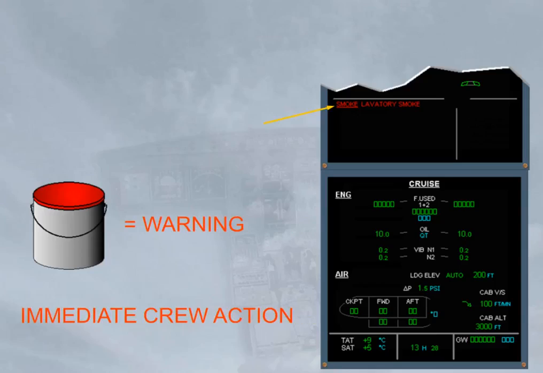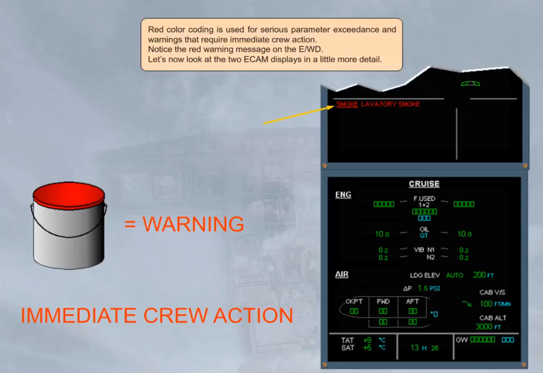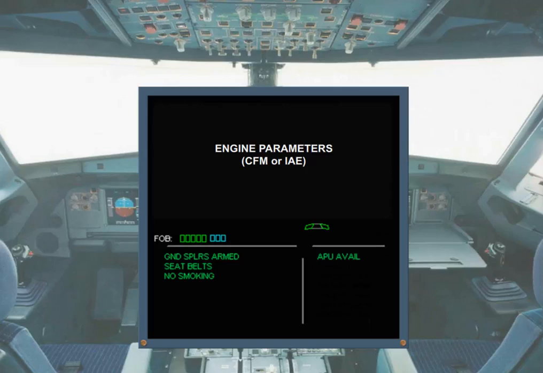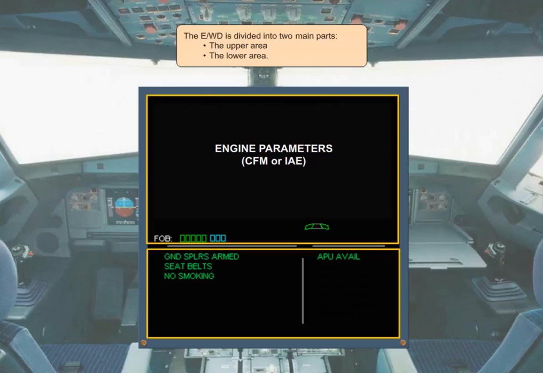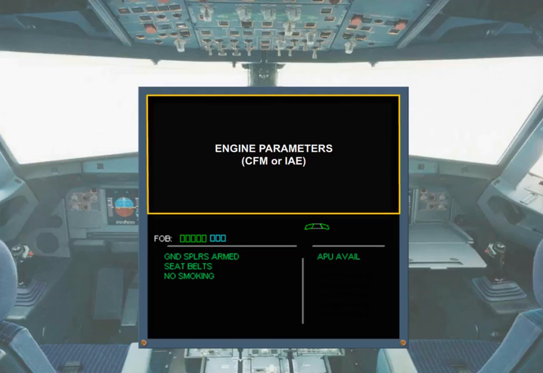Let's now look at the two Ecam displays in a little more detail. The engine warning display is divided into two main parts, the upper area and the lower area. The upper area is used for the main engine parameters, fuel on board, FOB, and slat flap position indications. They will be discussed in the appropriate system modules.